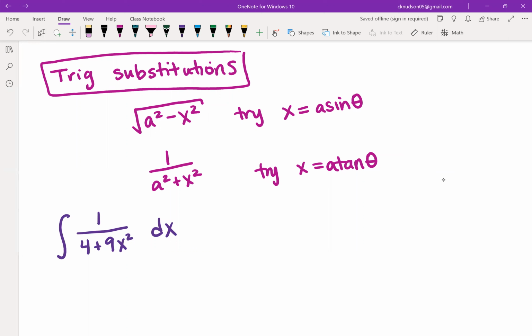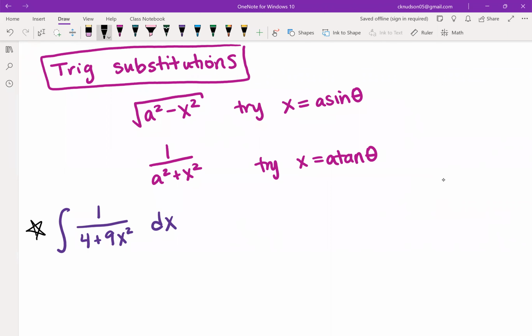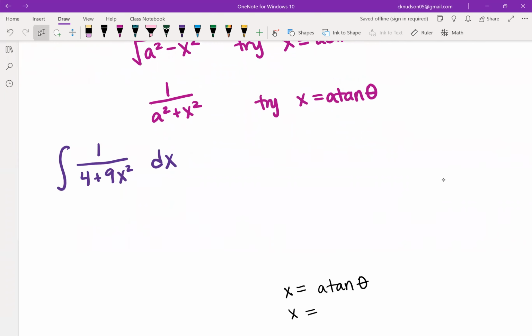Now here's an example where we will be able to use a trig substitution, in particular a trig substitution of the form x equals a tan theta, but we need to do a little manipulation in order to make this integral here look like it'll fit this rule. In particular, right now you can see that we have 9 in front of the x squared, and we don't want to have any coefficient in front of x. We want to have just plain old x squared. So what we need to do is rewrite this integral so that it looks like 1 over a squared plus x squared.